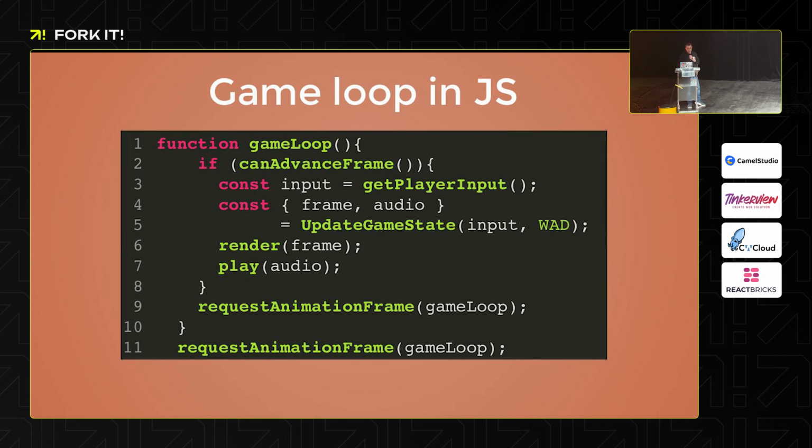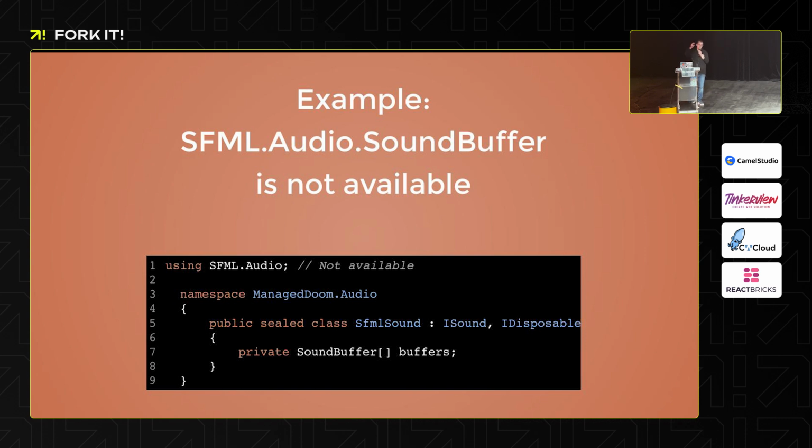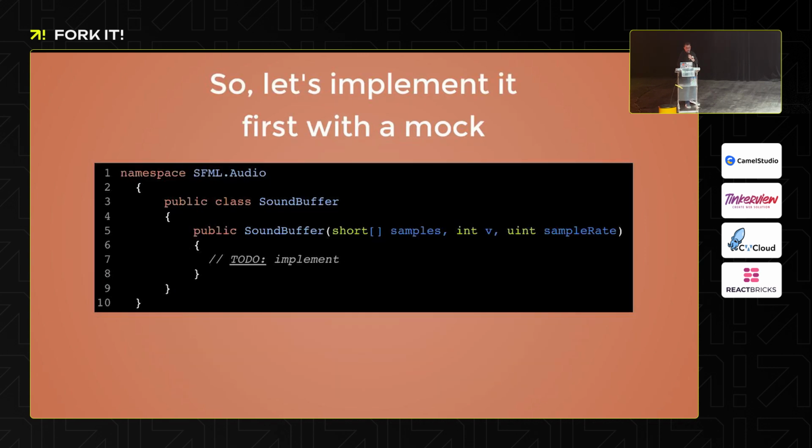Now let me show you another example of porting the SFML library. For example, here, this is some code in the managed DOOM source code, which makes use of the sound buffer class. This class is not available in WASM. It's available in SFML, which is not available in the WASM target. So what I did is that I rewrote it simply.